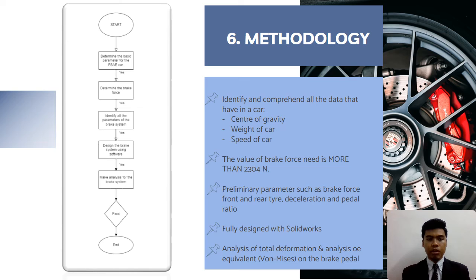Third step, identify all the parameters of the brake system. Before starting to model the braking system, it is required to make a list of critical parameters that will impact the subsystem performance, such as brake force, deceleration, and pedal ratio. Fourth step, design the brake system using software. The braking model will be fully designed with SolidWorks. Fifth, make the analysis for the brake system. The analysis can be done by conducting the analysis of total deformation and analysis of equivalent von Mises stress on the brake pedal.